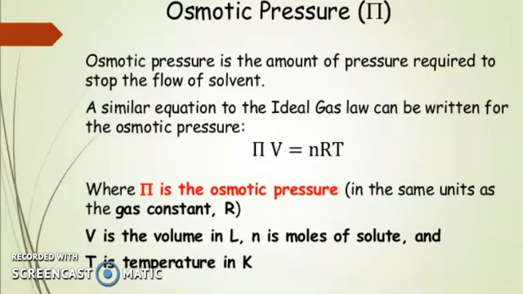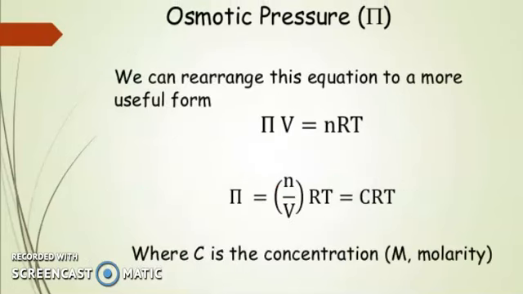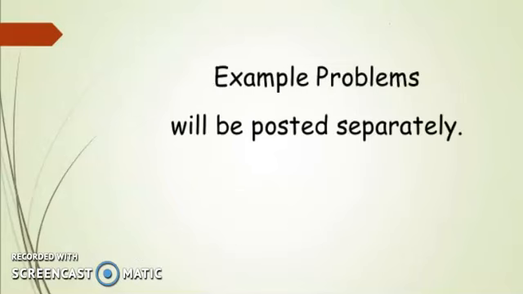A similar equation to the ideal gas law can be written for osmotic pressure: pi V is equal to nRT, where pi is the osmotic pressure in the same unit as the gas constant R, V is the volume in liters, n is the moles of solute, and T is the temperature in Kelvin. We can rearrange this equation to a more useful form: pi V equals nRT, so pi equals n by V times RT, that is CRT, where C is the concentration, that is molarity, moles per liter. Now you can do the NCERT exercise and try to solve the problems.